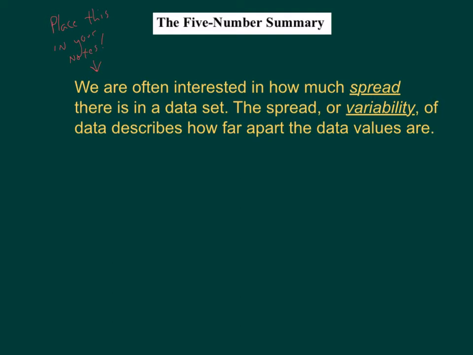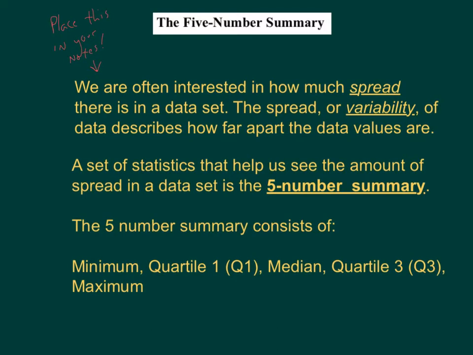We're often interested in how much spread there is in a data set. The spread, or variability, these two words are synonymous, describes how far apart the data values are. A set of statistics that helps us see the amount of spread in the data set is the 5-number summary, exactly what this whole video is all about.